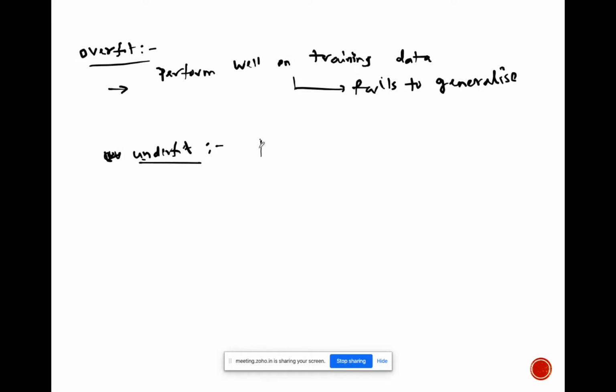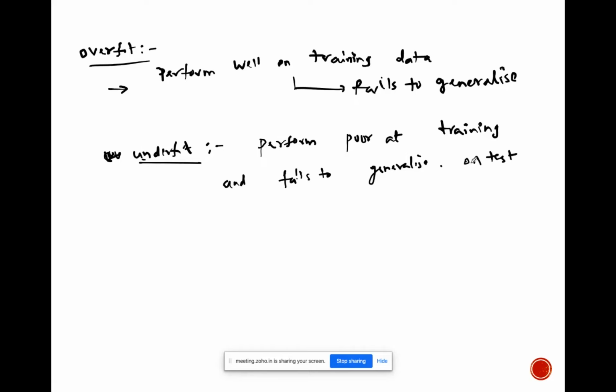No, that is what overfit does. Underfit performs poorly on training data and also fails to generalize on test data. So these are the two problems.